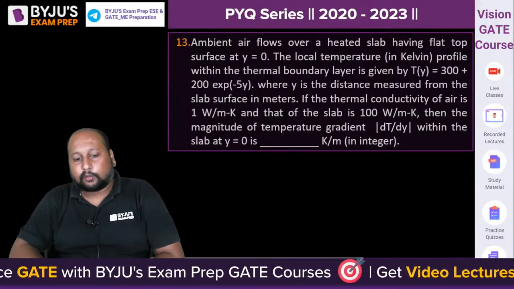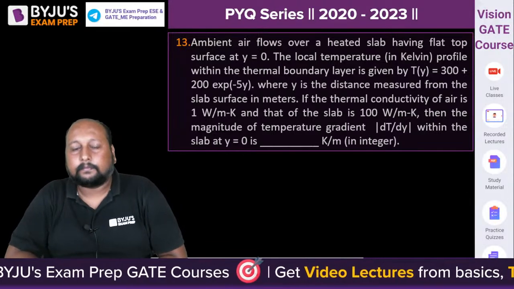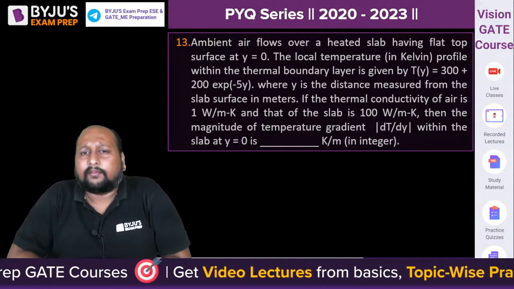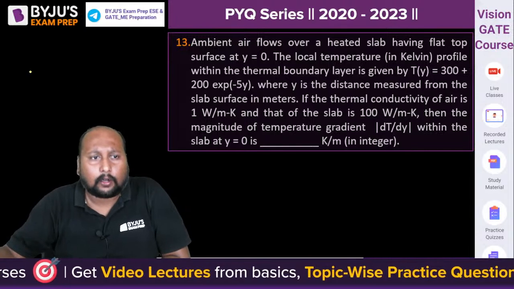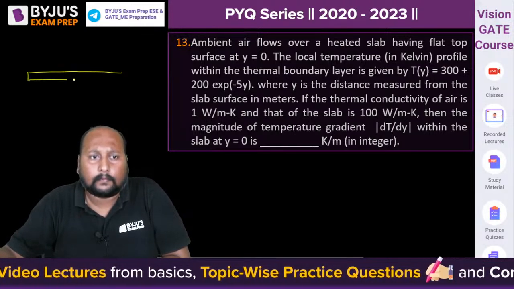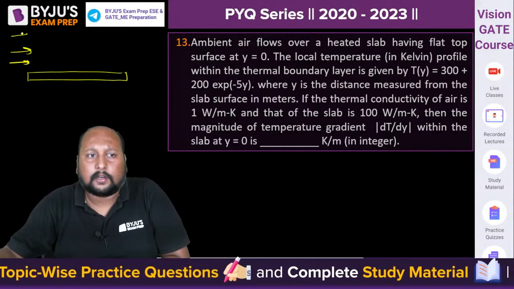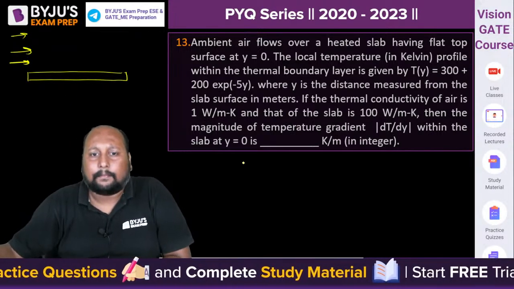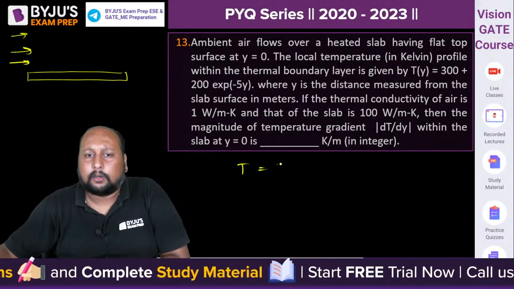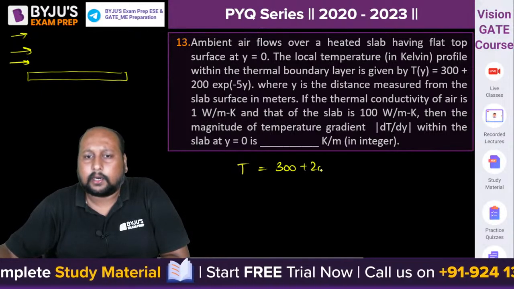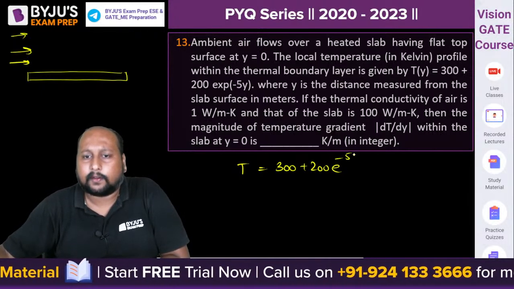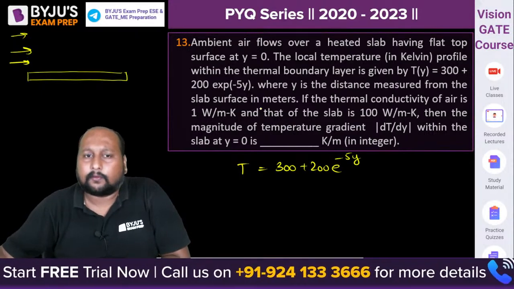Okay, chalo. Next question number 13 on the screen. The ambient air flows over a heated slab having a flat top. Okay, this is the flat. This is the air which is passing over a flat. The temperature profile is given: T is equal to 300 plus 200 e to the power minus 5y. Y is the distance measured from the slab in meters.